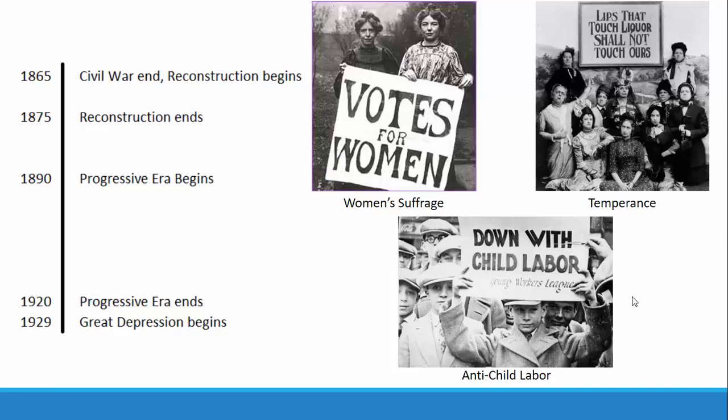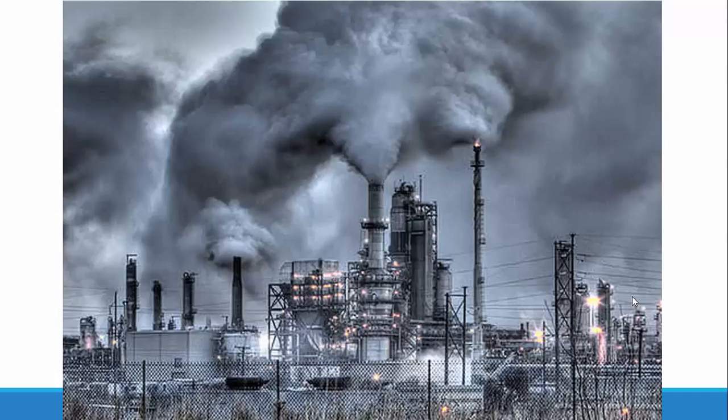They're trying to make lives better for the average person, and they're also trying to prevent big companies and utilities from taking advantage of the land and the people who live around it. But one thing we did learn yesterday is that progressives, because most of them were white and middle class, were not working to help Black Americans. So they did very little to improve the lives of Black Americans after Reconstruction.